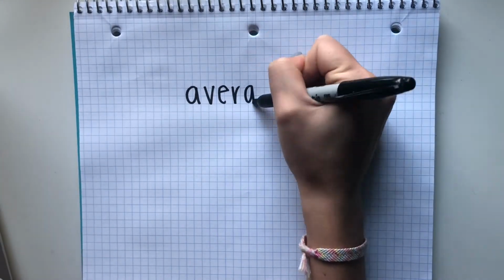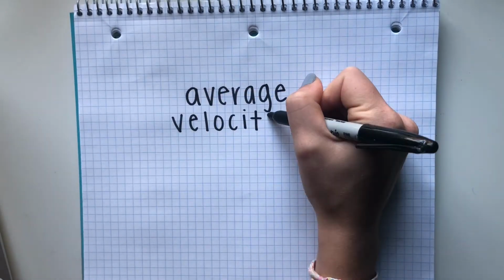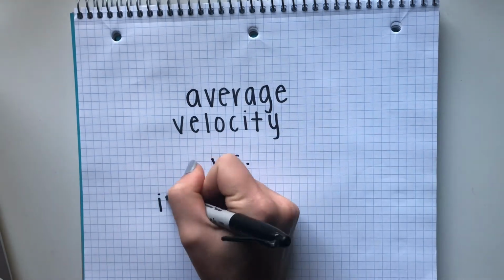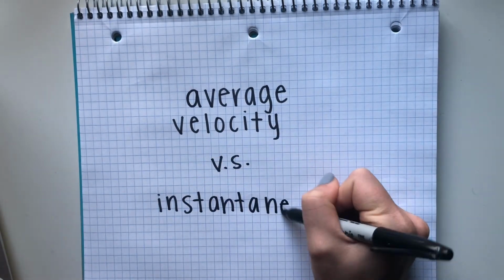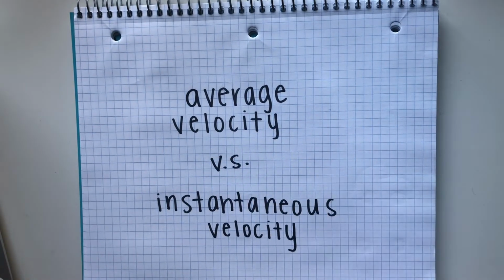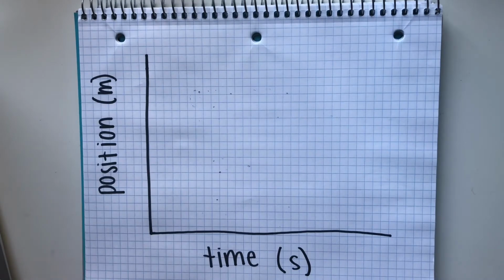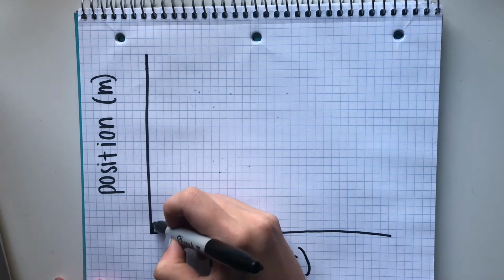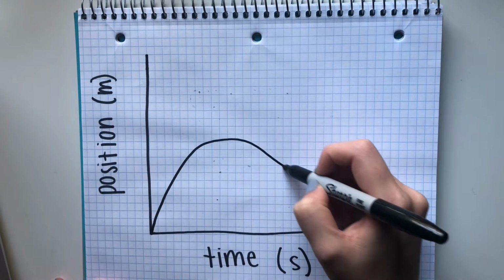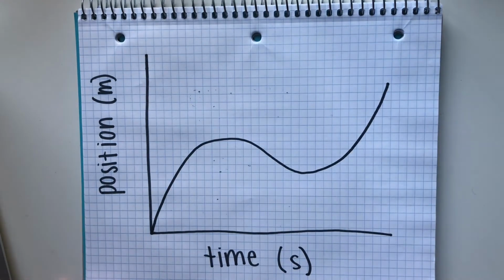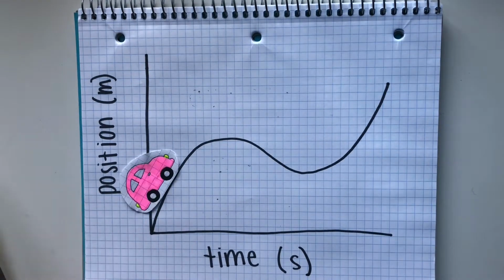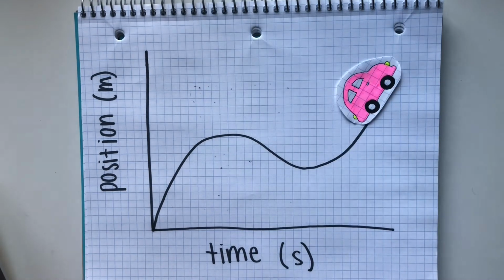So today I'm going to be explaining average velocity versus instantaneous velocity. So here we have a position versus time graph and an object that moves away from the starting point, back towards, and then away again. So if we have a car going, it would look kind of like this.